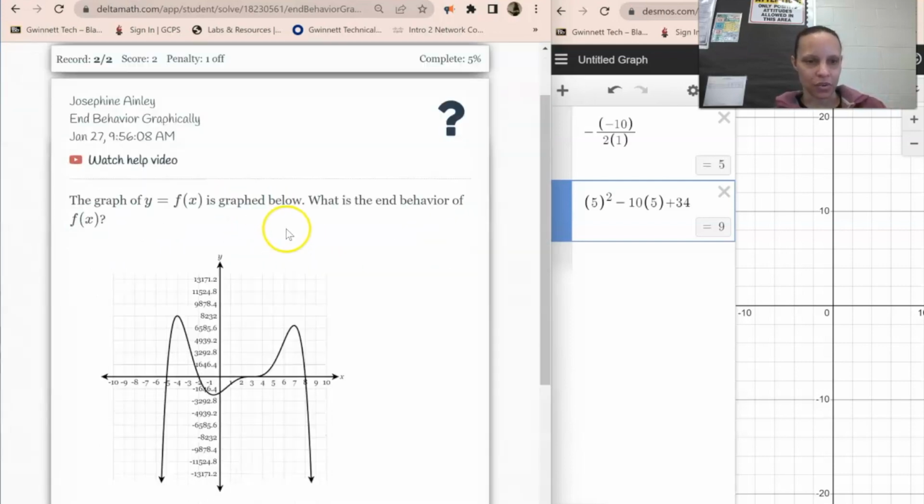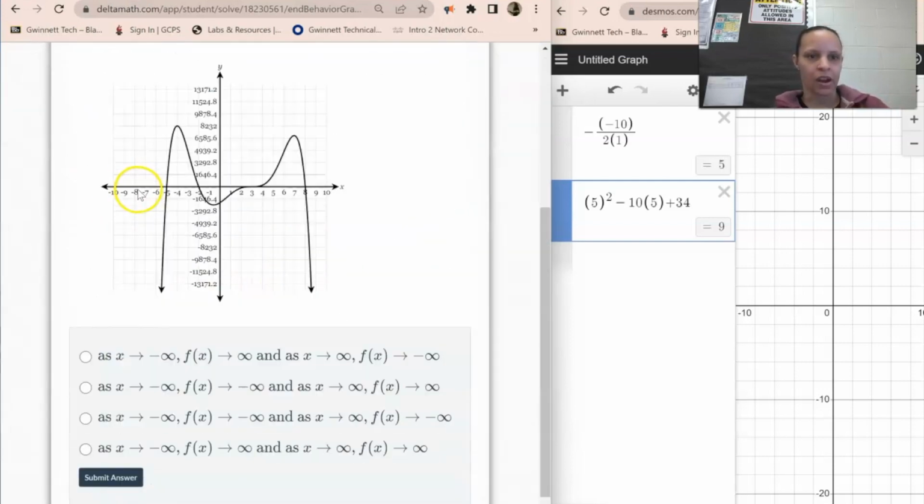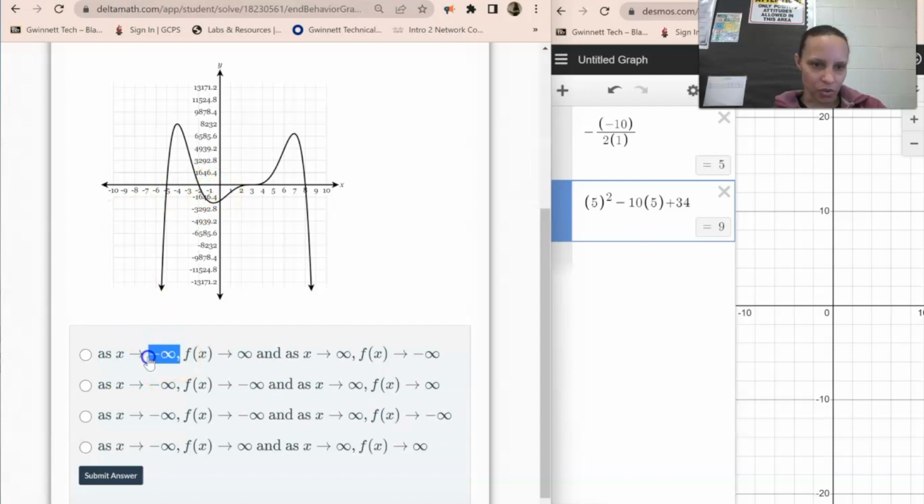Oh, I guess I finished the questions, but I'll do this one too. All right, so I'm going to read this first. As x is going to which way? The left-hand side. So as x is going to the left, what's the graph doing? Going to negative infinity. So I come here. So as the graph should be negative infinity, it's either this answer or this answer.